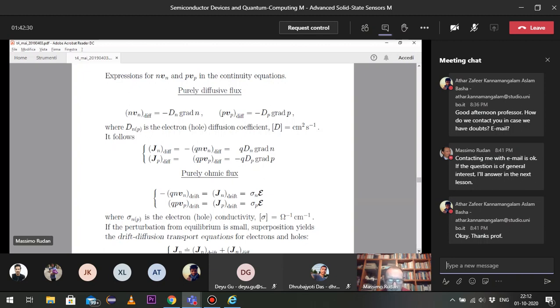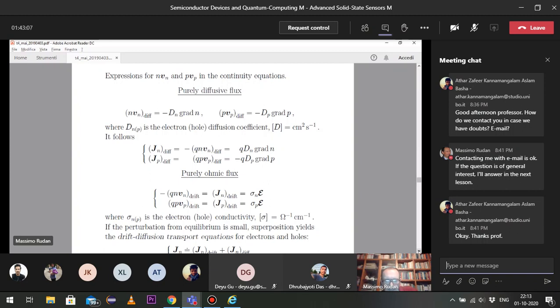In this case, we have two types of particles, electrons and holes. So you have also the equation for the holes of the drift form, that is Jp drift equal to sigma p, that is the conductivity of the holes, times the electric field. For the moment, we do not have an expression for the conductivity sigma n and sigma p, but we shall have it very soon. Okay.